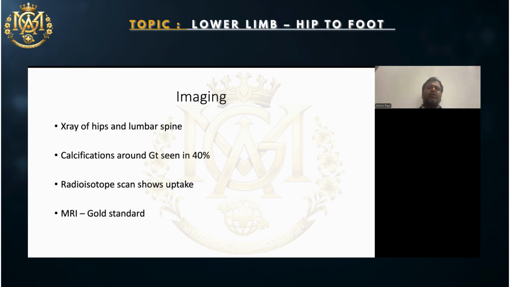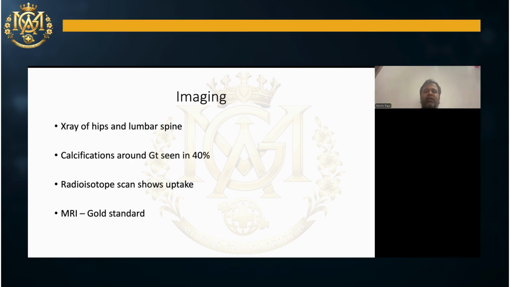And so what investigations will you do? It's fairly the same investigations that you do. You do an X-ray to see if there's any arthritis or any structural changes. And you can also do an ultrasound to see if there's any calcifications around the greater trochanter.